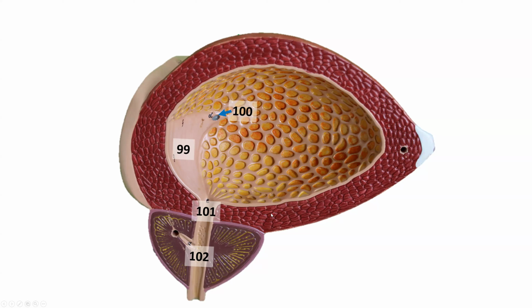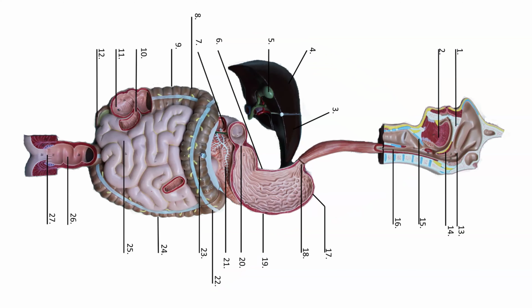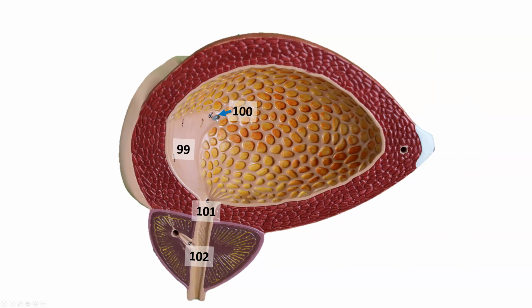What was 101? The urinary bladder neck, or if you gave me the sphincter there, that would be okay too. 102, what part of the urethra are we in? Prostatic urethra, good. Okay, any questions so far? Sorry, what was 100 one more time, please? 100 was the ureteric orifice. Okay, thank you.